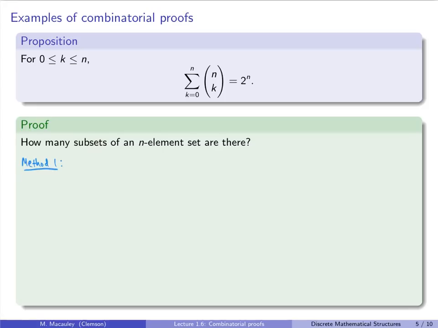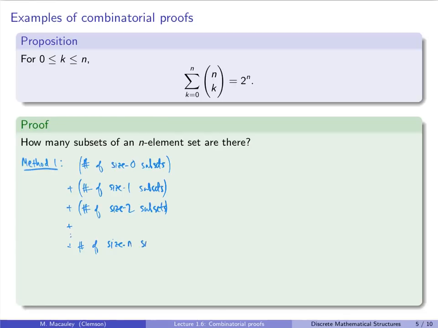So method 1, inspired by the left-hand side, is, well, the number of subsets is going to be the number of size 0 subsets plus the number of size 1 subsets plus the number of size 2 subsets plus all the way down to the number of size n subsets.